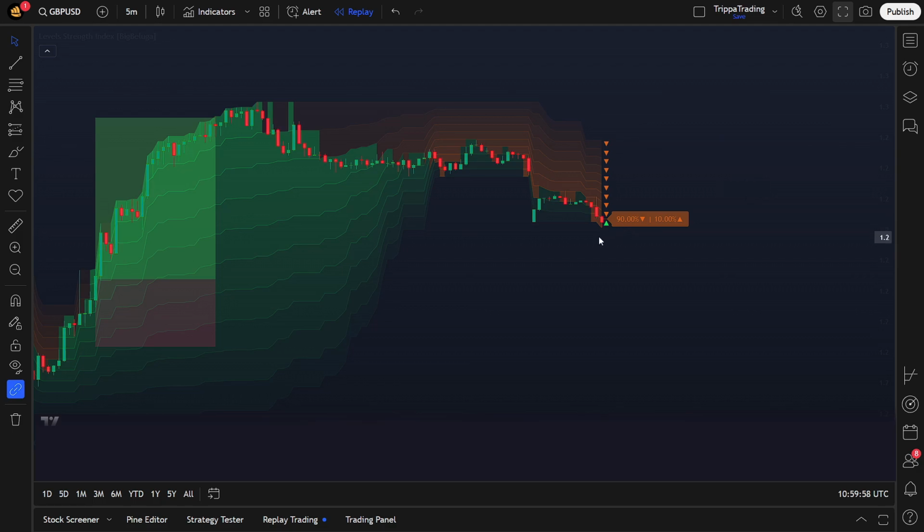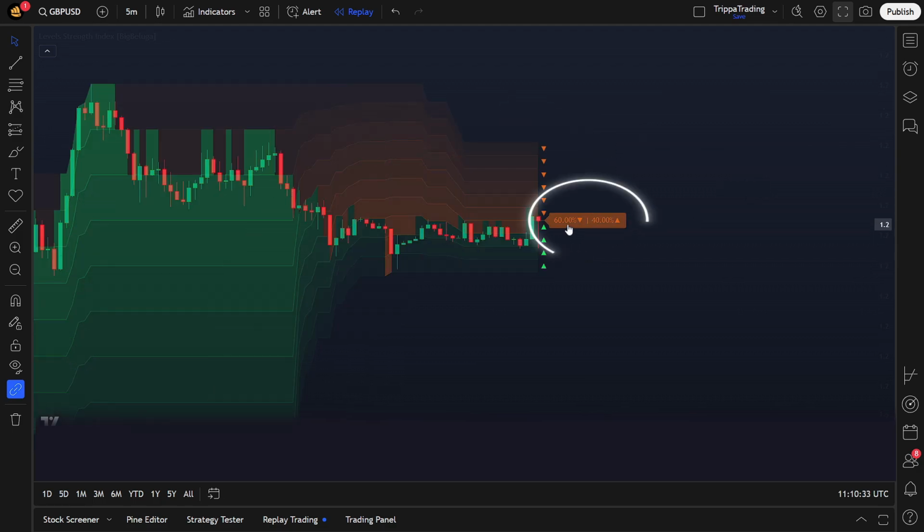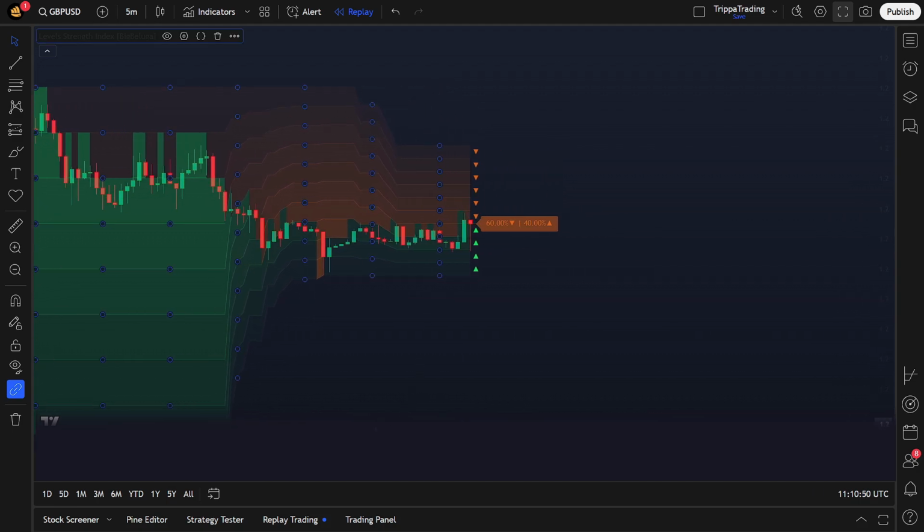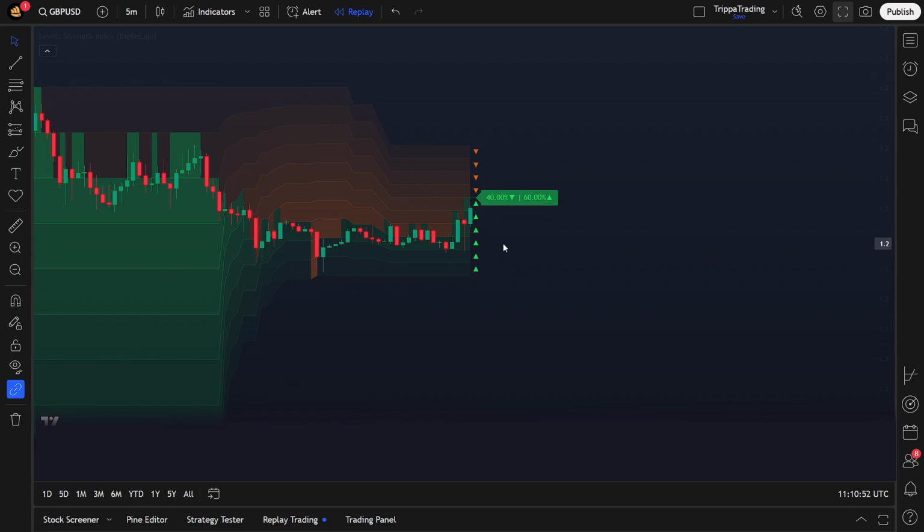Now, let's talk about avoiding ranging markets. If the probabilities are closer to 50% for both, or like 40% upward and 60% downward, the market is likely consolidating. As you can see here, the price is moving sideways, and the probabilities reflect that. In such situations, avoid trading until the probabilities shift decisively.